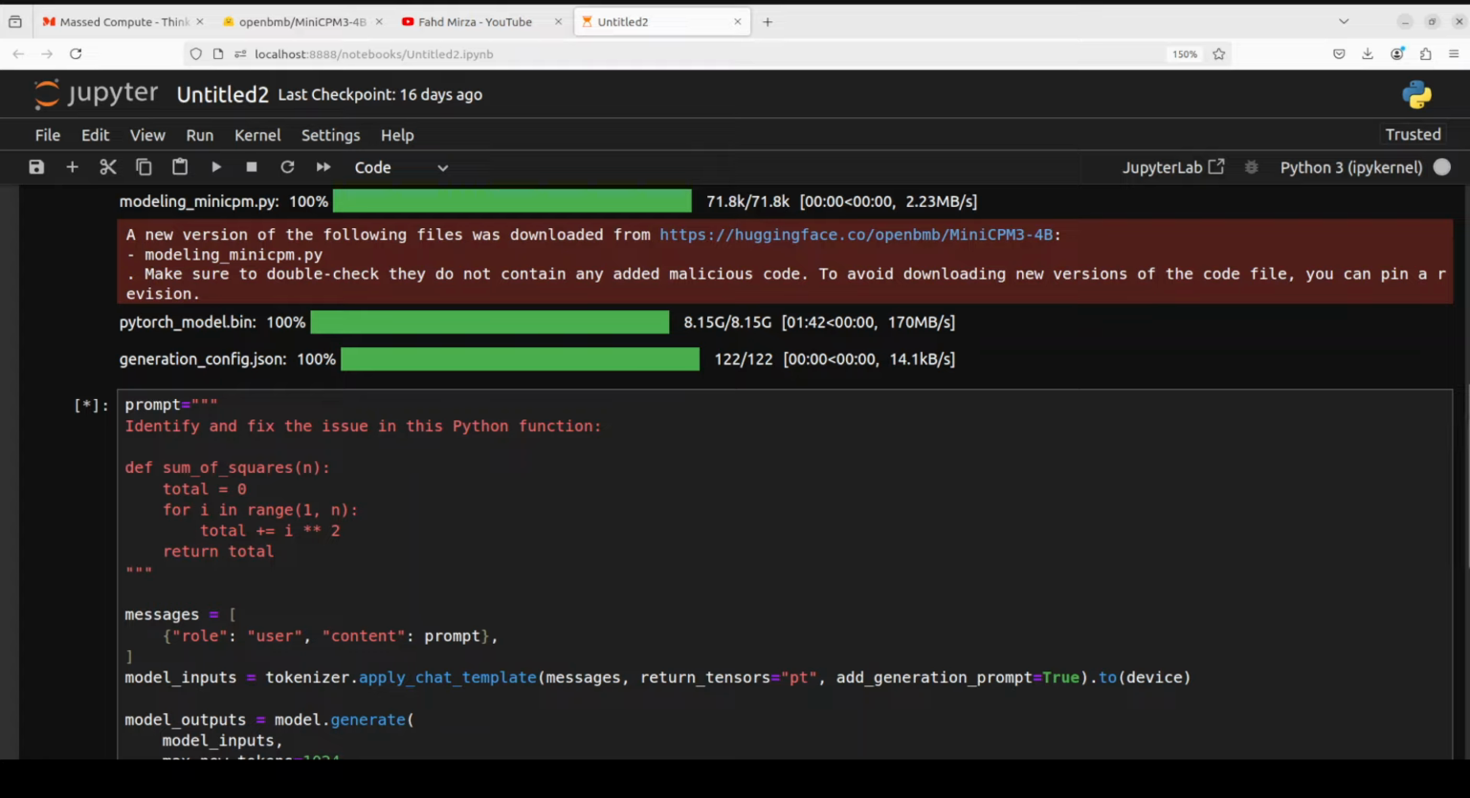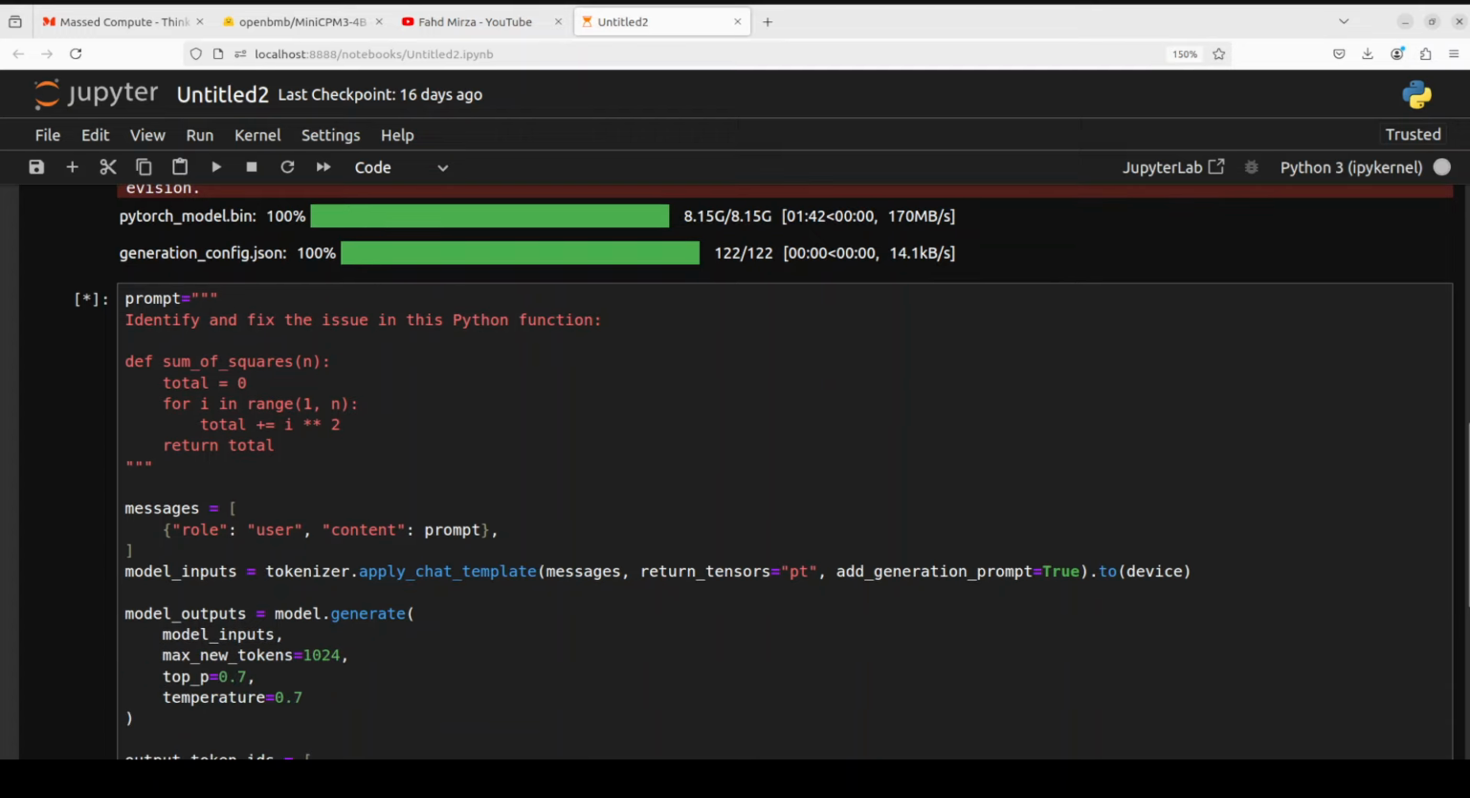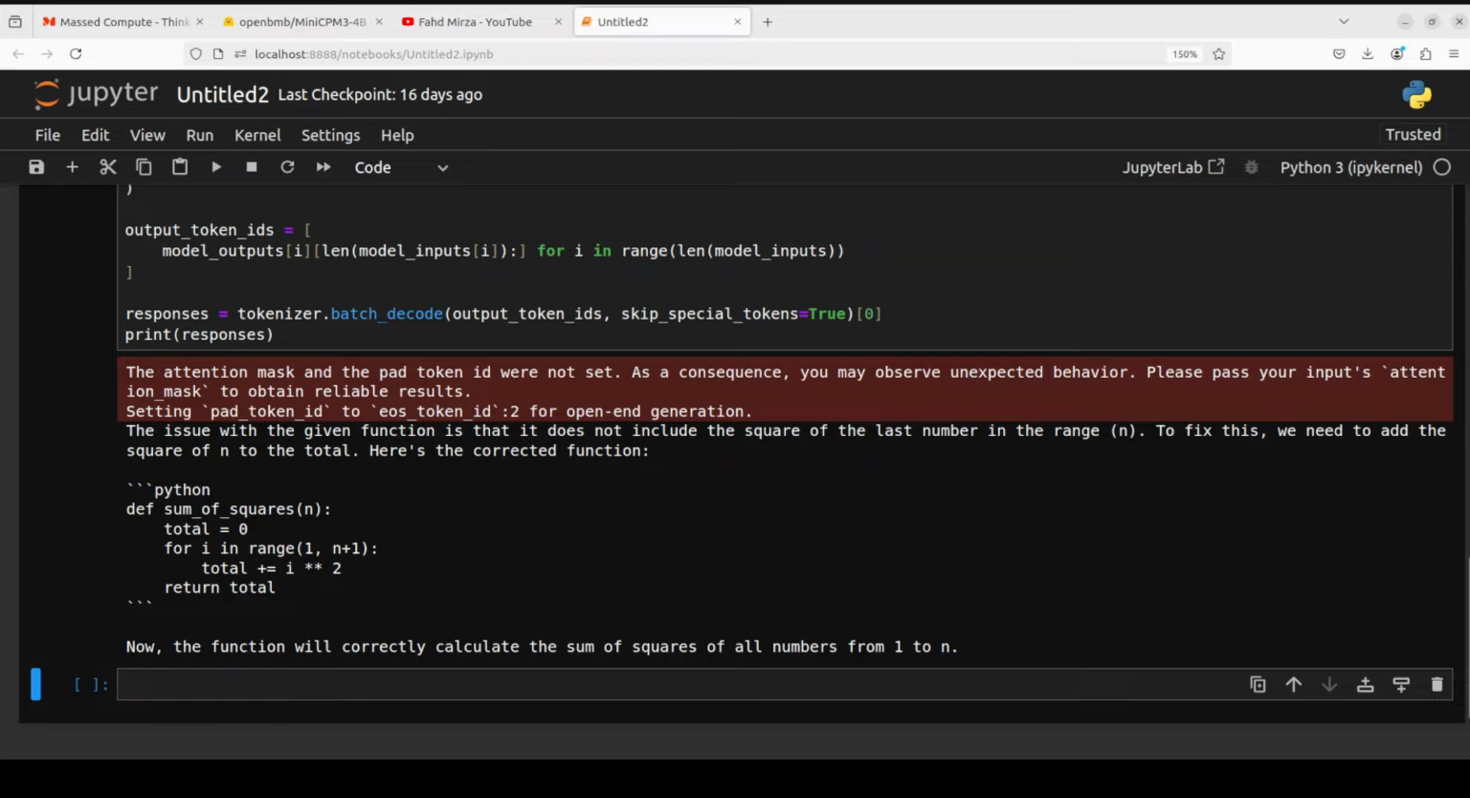Let's see how it works in terms of coding. Then I'm asking it identify and fix the issue in this Python function, and then I just gave it a Python function with a small bug in it. So let's see what model comes up with. Let's go down. It's already running. There you go. So it says the issue with the given function is that it does not include the square of the last number in the range. That's true. To fix this, we need to add the square of n to the total. And then it has given us the correct function and also what it has done there. Very good stuff. So its English is quite good, coding is quite good. I would say math is also quite good given the size of the model.